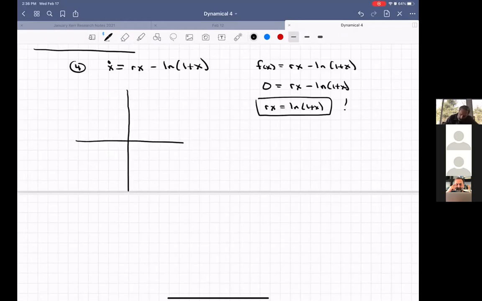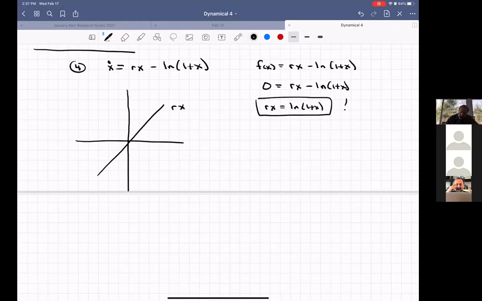So rx is a line. So this is rx. And if I change r, I just change the slope of that line, right? That line always goes through the origin. And changing r just changes the slope of the line. Everybody good? Yep, good with that.